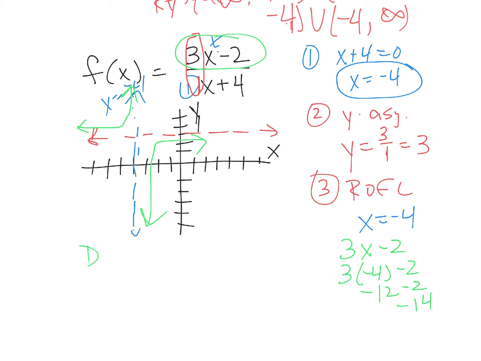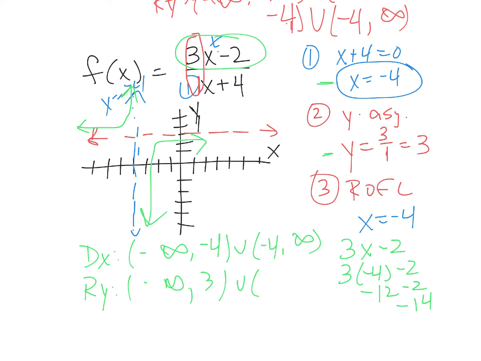And so then we're going to look at our domain and our range. Our domain goes from -infinity, and we look at our x asymptote, which is -4, with the union of -4 to +infinity. And then our range is -infinity, and it goes to our asymptote of 3, with the union of 3 to +infinity.